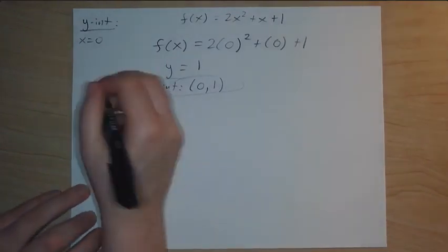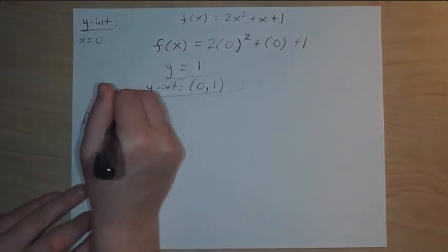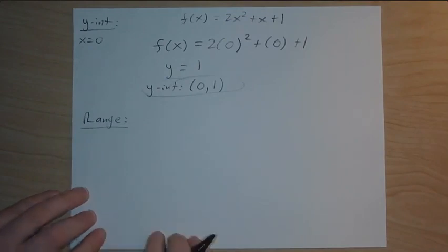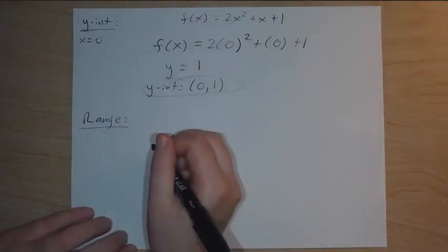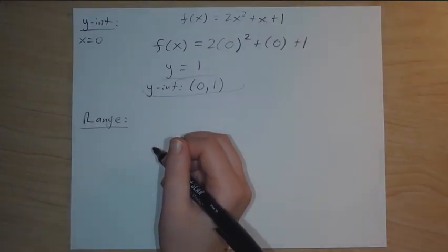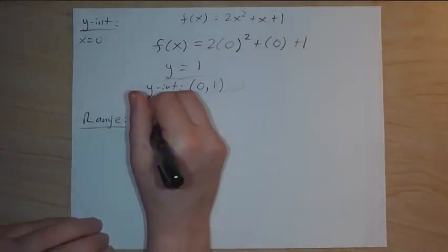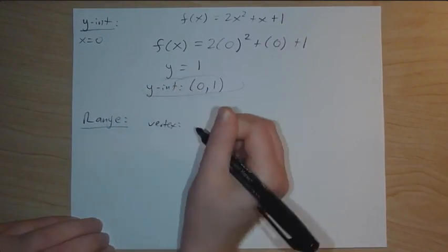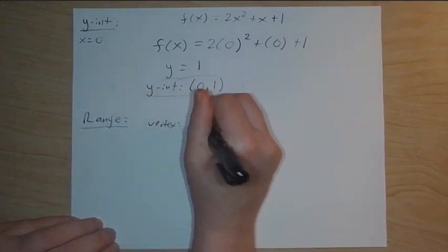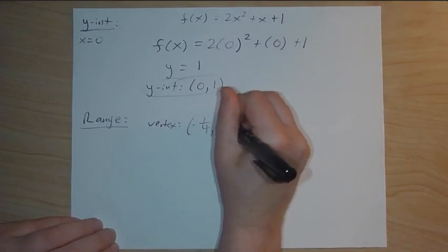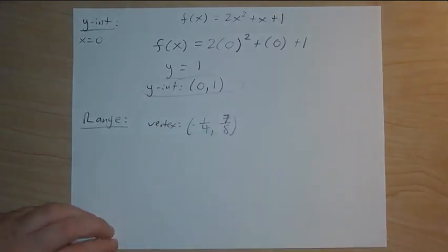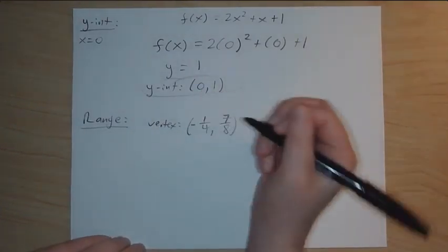Lastly, we want to find the range. The range is the possible y values of our graph. So we're going to need the vertex. The vertex was the point negative 1/4, 7/8. I'm running out of marker. That's showing up, I hope.